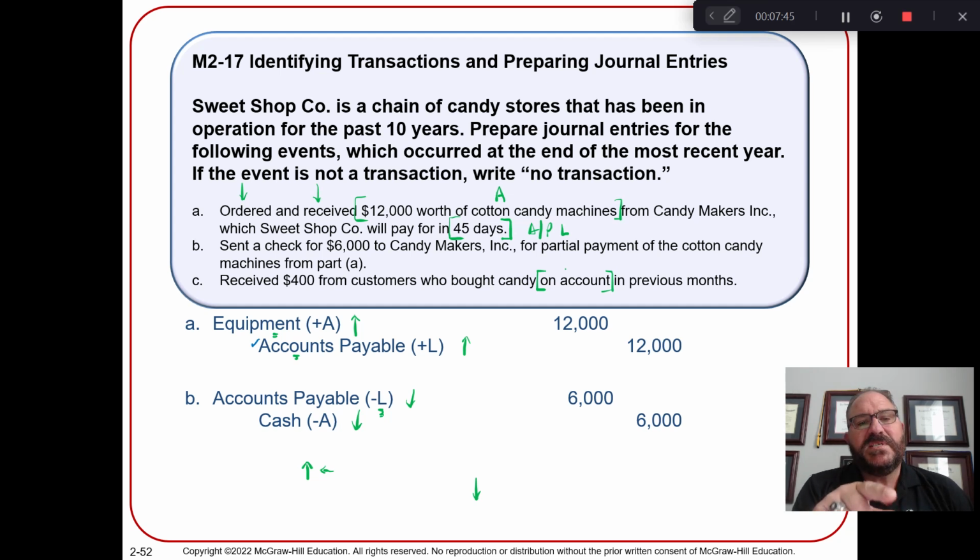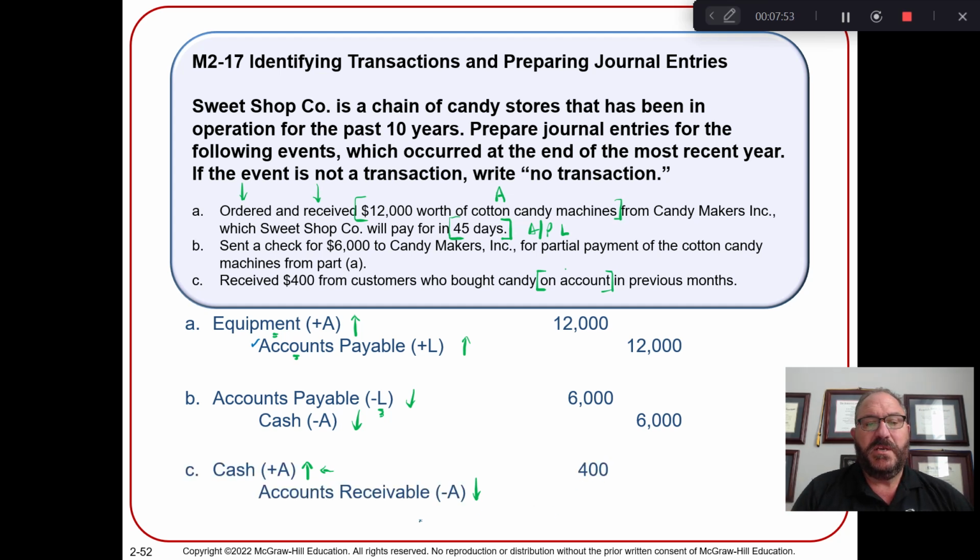Now it says they received $4,000 from customers who bought candy on account in previous months. Okay, so what happens? Their cash is going to increase, and their accounts receivable is going to decrease. So what happened was they had an account receivable. These people owed them money. That's an asset. They earned that money, but they didn't receive it yet. Now what happens? They have to lower that receivable, right? So it'd be kind of like this. Let's say that was the only thing they had. They would have had something like this.